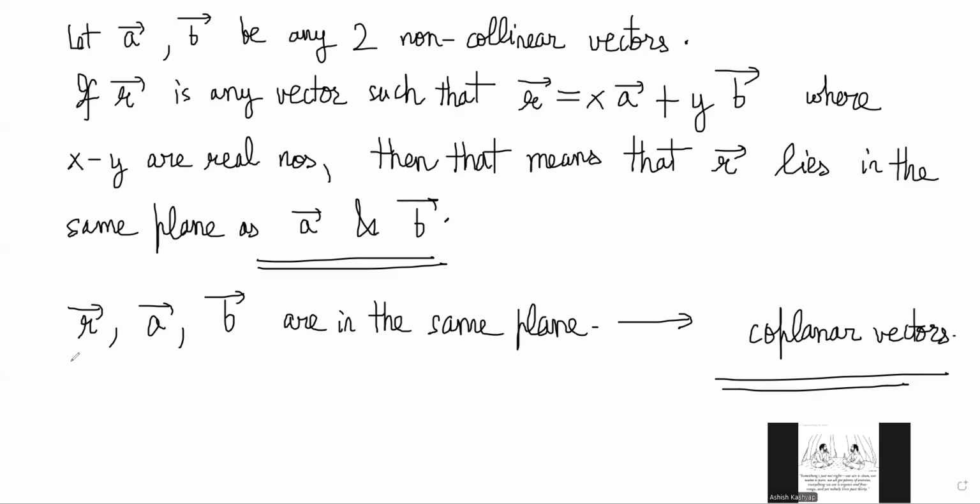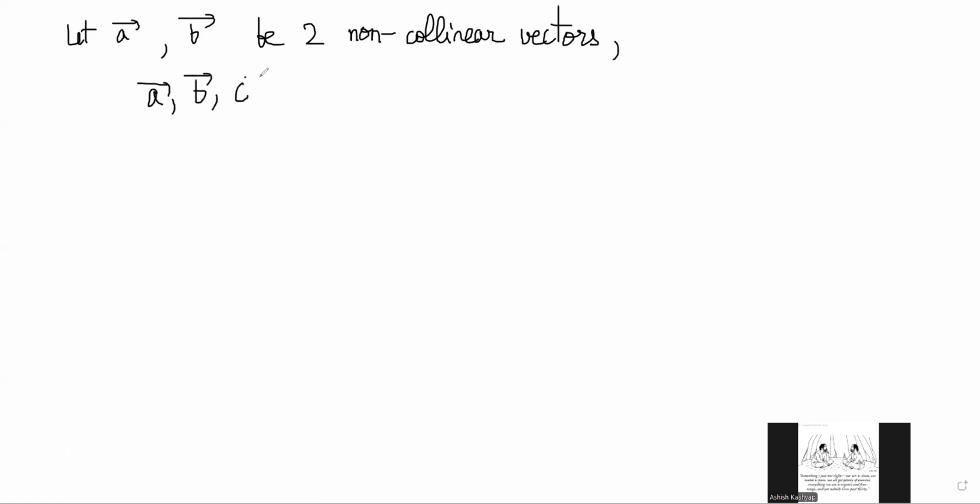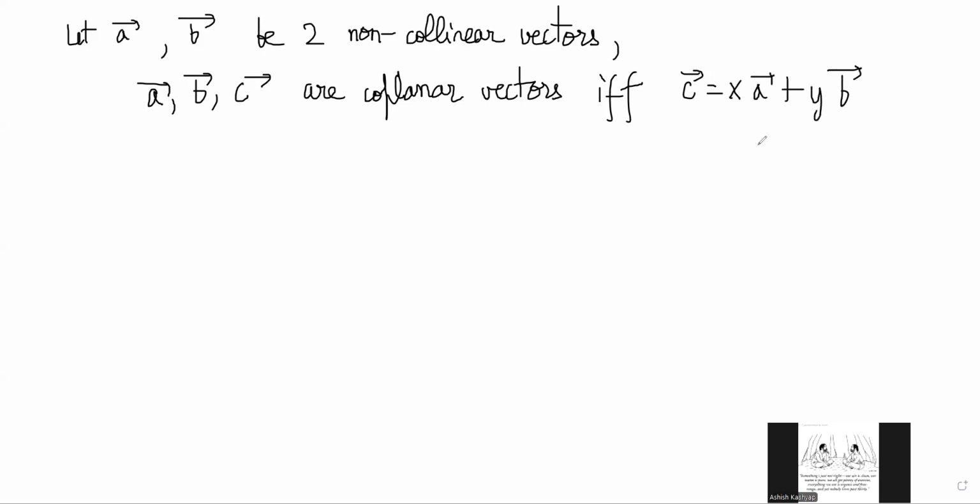So I will restate that. Let A and B be two non-collinear vectors. Then A, B, C are coplanar vectors if and only if C is equal to x times A plus y times B for some scalars x and y. So that is a very important condition to know.